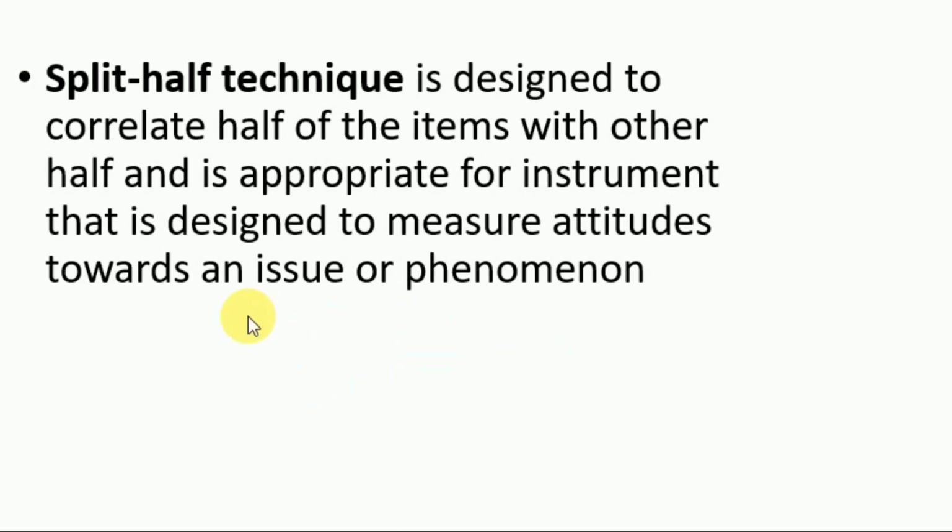One of the methods used for assessing the internal consistency is a split half technique. It is designed to correlate half of the items with the other half and is appropriate for an instrument that is designed to measure attitudes towards an issue or phenomenon. In the split half method, the items from the instrument are divided into two, usually with the even numbered items in one group and the odd numbered items in the other group, and a correlation is done between the scores of the two halves of the same instrument. The correlation that we are using in the split half technique is the Spearman-Brown correlation factor.